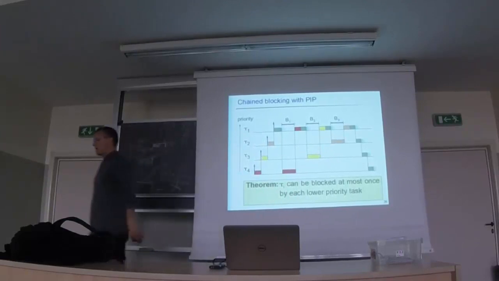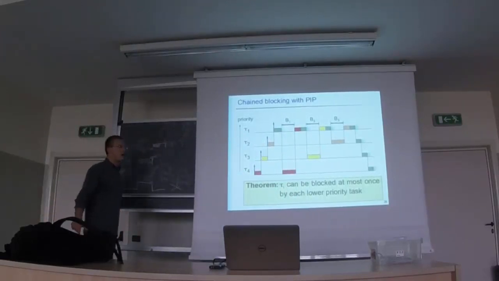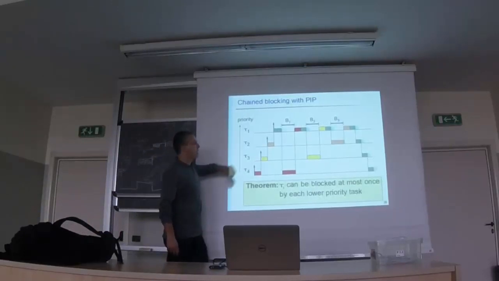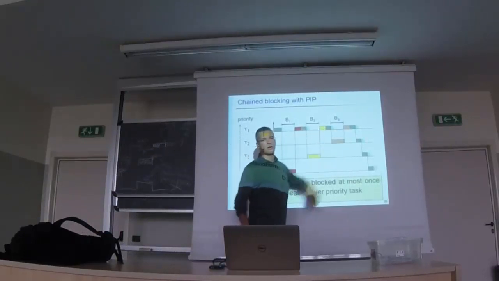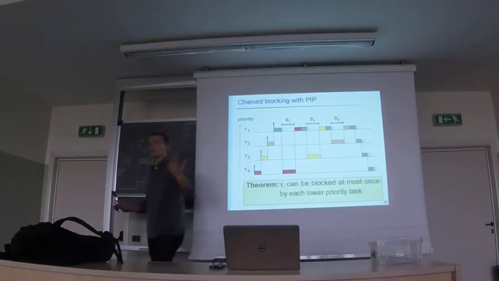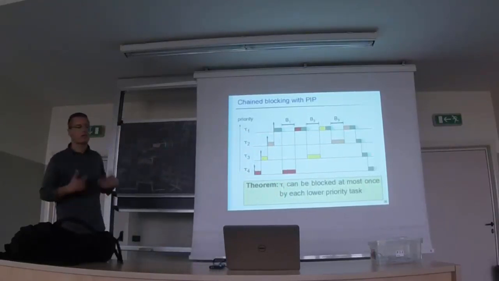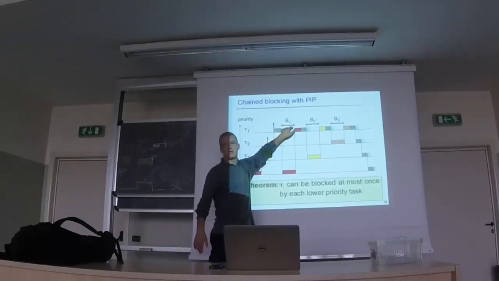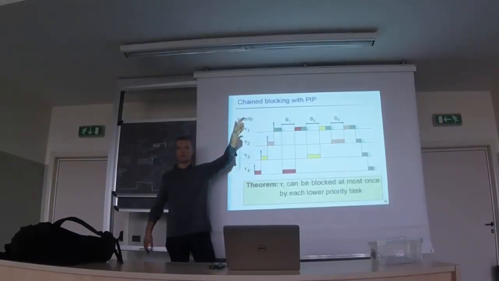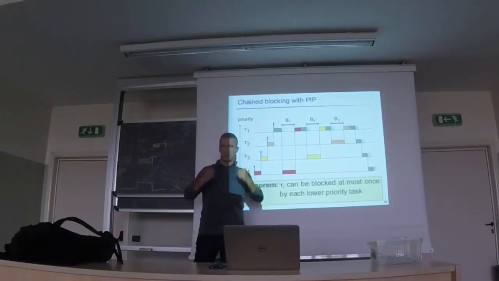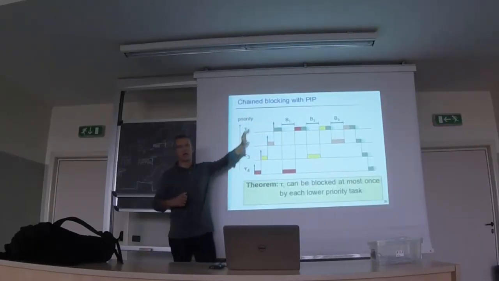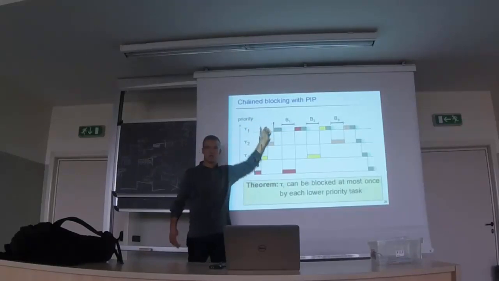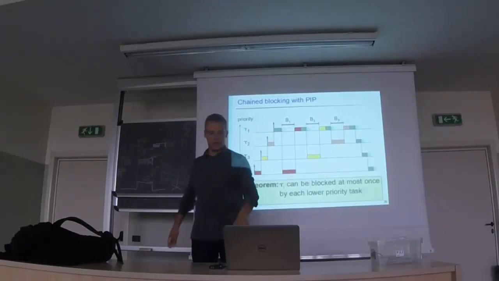So we said that it can be blocked by the minimum of n and m. Here n is 3 and m is 3, so it can be blocked 3 times. Blocking 3 times can sometimes be too bad for a very high priority task. There are other shared resource protocols which allow me to block only once. Only once. We're going to see that.